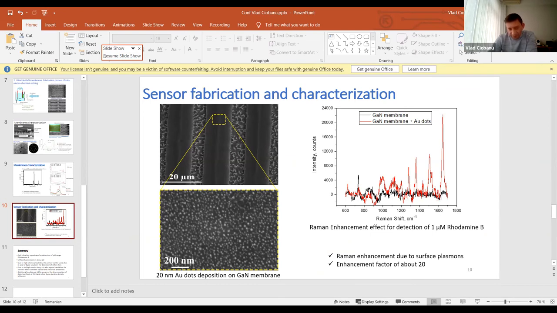In the end, looking at the performance of these sensors, we have found an enhancement factor of about 20 comparing the initial gallium nitride without functionalization and the functionalized one. We used 1 micromolar rhodamine B in ultrapure water for this experiment. The enhancement factor of about 20 was determined by looking at the position 6048 centimeters minus one. This enhancement is the effect of the excitation of the surface plasmons and enhancement of the electromagnetic field around the nanoparticles.